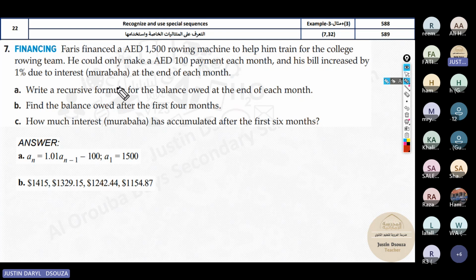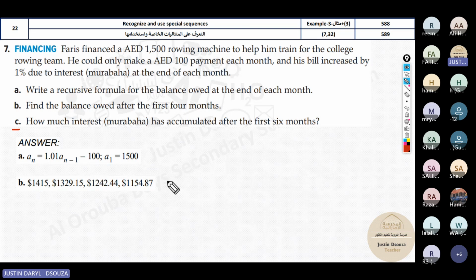So what happens over here is the third one, C, is how much interest accumulated after 6 months, right? So you need to first find what is the balance after 6 months. Now let me find it first.